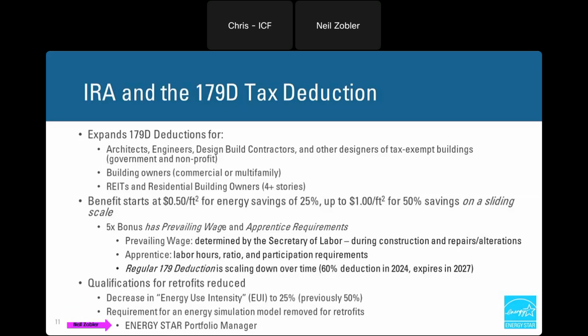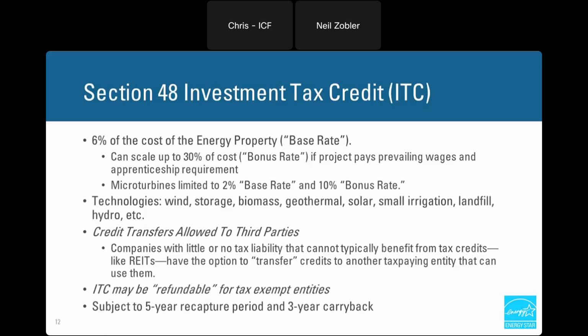I'm going to talk more about the Portfolio Manager at the end. It keeps popping up in today's talk. That's a wonderful tool. If you're not familiar with it, I strongly urge you to attend some of the Portfolio Manager webinars that are available through EPA and Energy Star. So let's take a look at Section 48 investment tax credits. I had mentioned that a tax credit is different than a deduction. You can use it in order to offset taxes that you already owe.